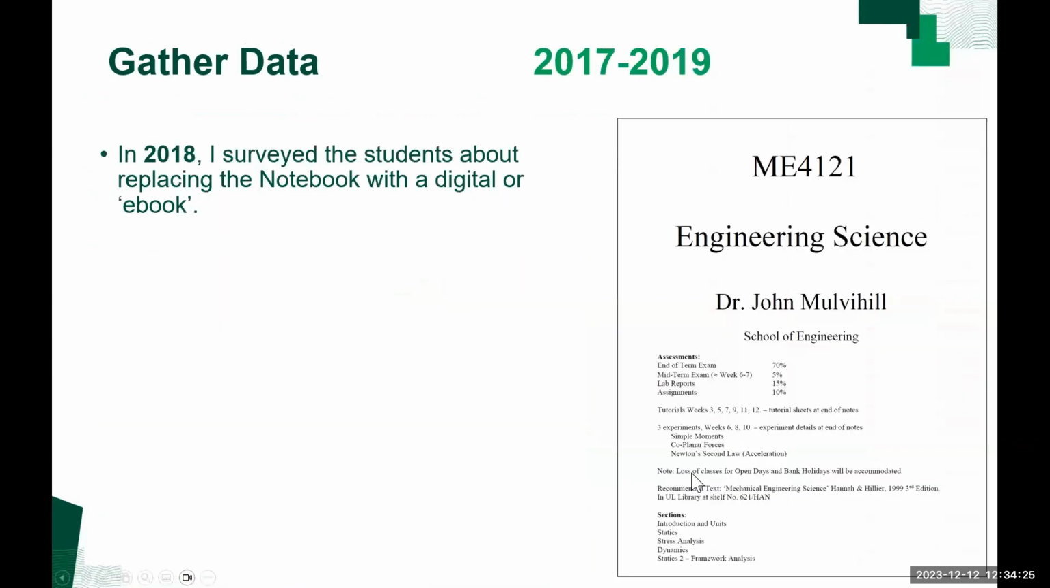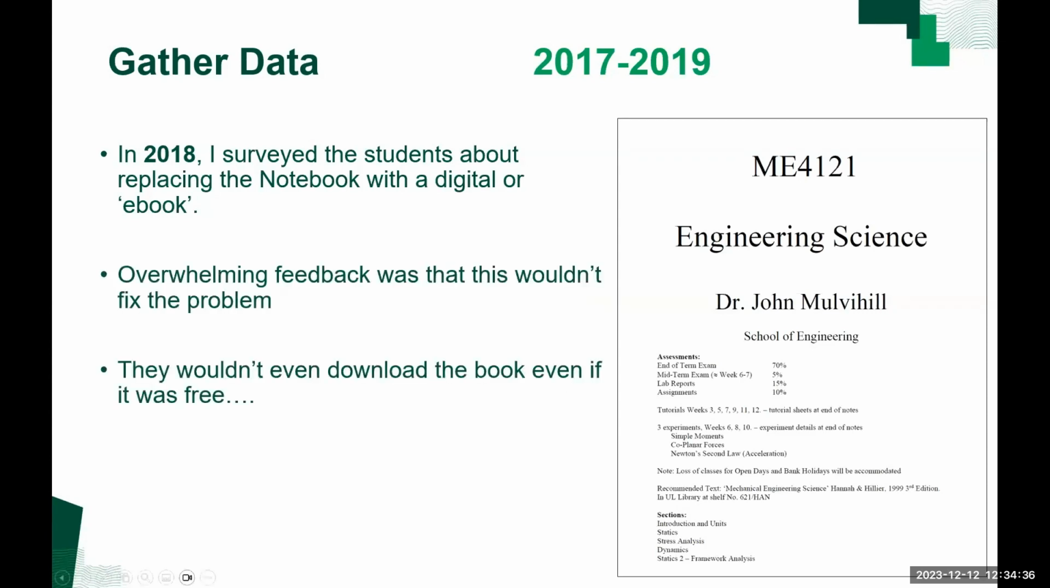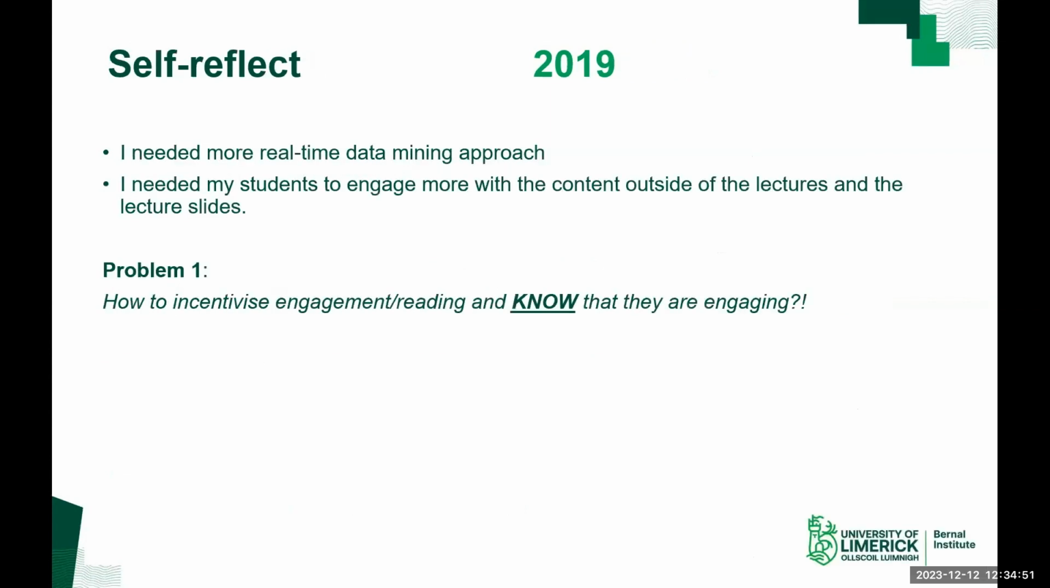So again, I had to figure out, well, what's an alternative? So I suggested to the students that to replace this notebook with an ebook, literally give them a PDF version of this and see if that helps engagement. And the feedback was that wouldn't fix the problem. Even if I gave them everything for free, they more than likely wouldn't download it. And so sending an ebook just wasn't a sufficient way of doing things. So how did I incentivize these students? And that's ultimately where Connect comes in.